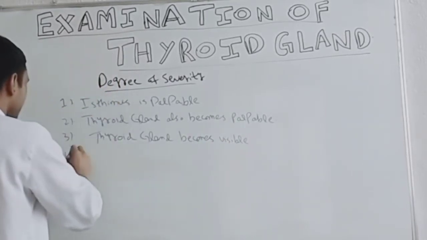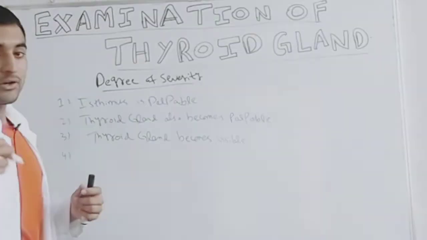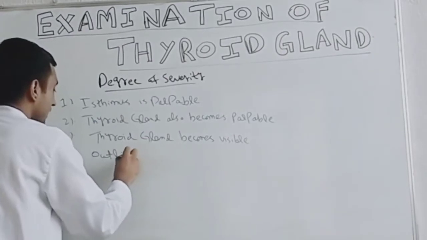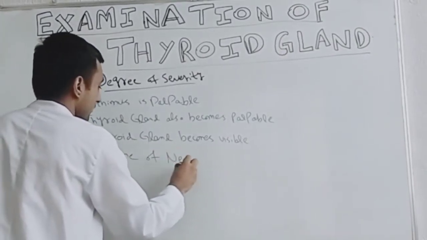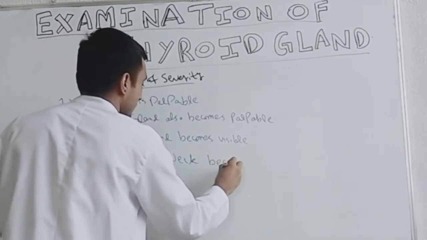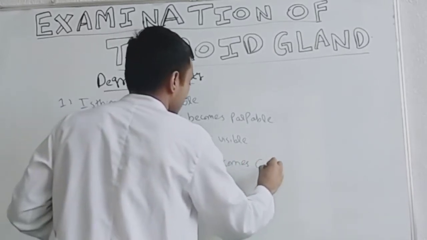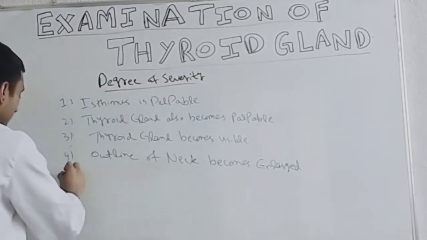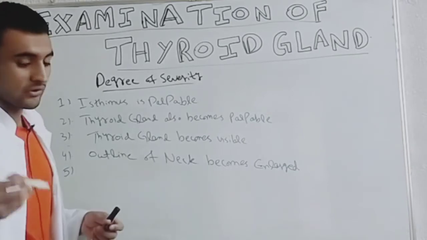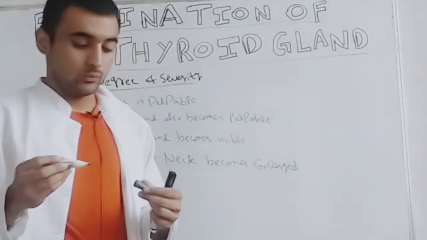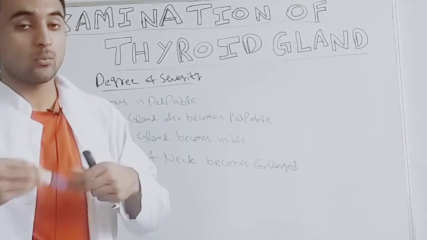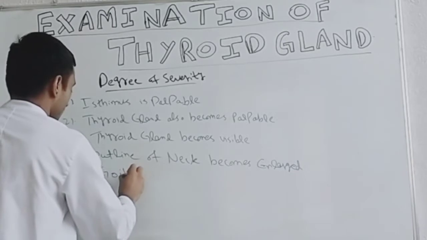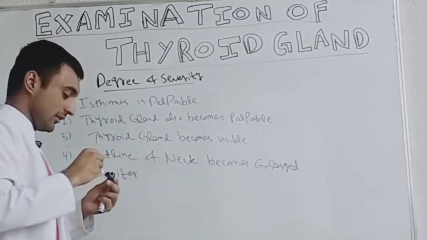And in the fourth degree, the outline of the neck becomes enlarged. And the fifth and last condition of the severity of thyroid gland disease is the goiter, in which the thyroid gland becomes very much enlarged. So these are the degrees of severity of the disease of the thyroid gland.